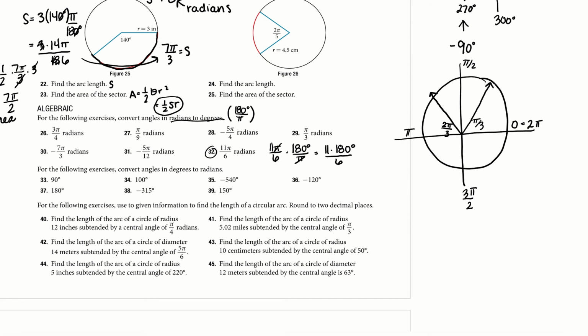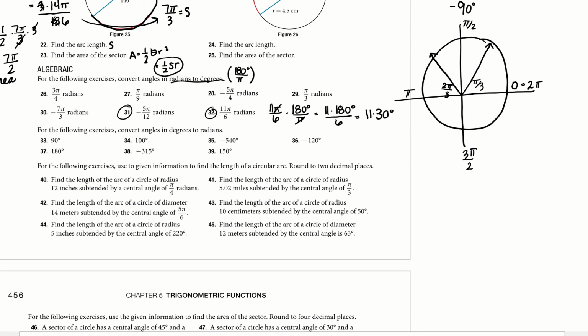Well, 6 times 30 is 180. So I can reduce that. 11 times 30 degrees, and then you can use your calculator, whatever that would be in degrees. If you have negatives, you keep it negative, because negative angles, whether they're in radians or degrees, will stay negative angles. And if I wanted to move it from degrees to radians, I would multiply by pi over 180.